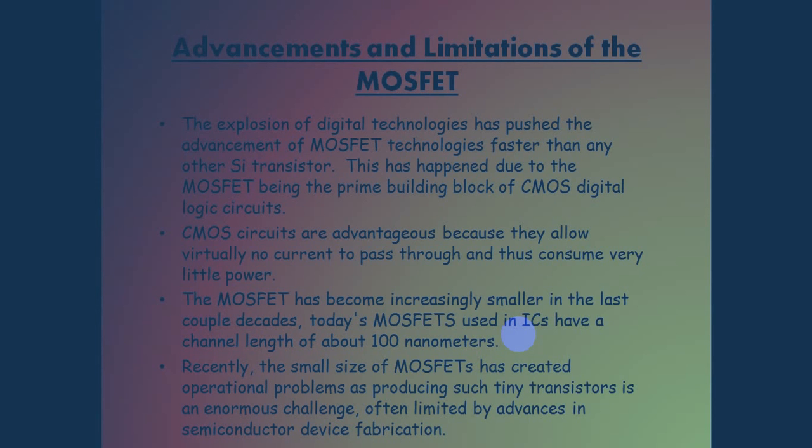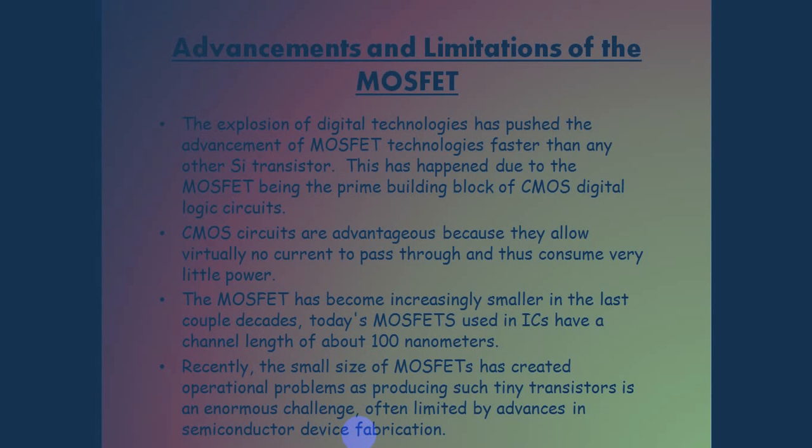And recently, when talking about the limitations, we have found that the small size of the MOSFET has created operational problems, as producing tiny transistors is often limited by advancements in semiconductor device fabrication. This is mainly because the amount of voltage that can be applied has to be reduced to keep the device stable. Because of its small size, due to these reduced threshold voltages, when the transistor is turned off, it will still conduct a small amount of current. Therefore, a weak inversion layer starts originating, which consumes power when the transistor is off. This is known as the sub-threshold leakage, which is the main obstruction here.